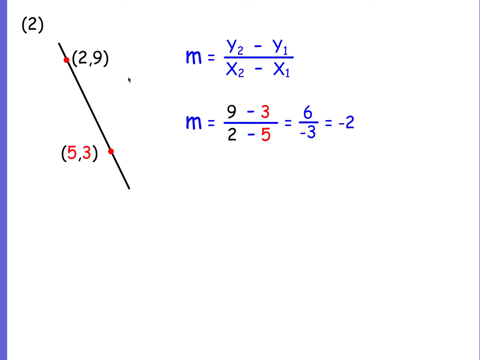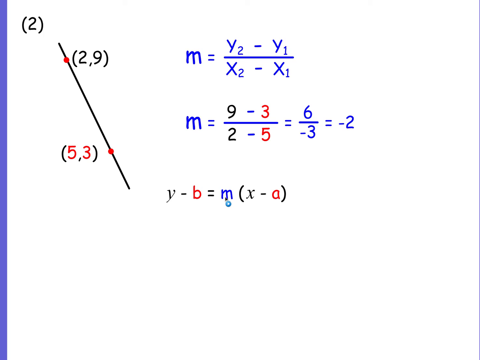This should be a negative gradient when we do it. The y difference is 9 minus 3. The x difference is 2 minus 5. So there's the general rule for the gradient formula. And there's the y difference. And there's the x difference. Notice the bottom line comes out negative, so it's going to give you a negative answer here. Positive divided by negative, negative answer. So the gradient's negative 2.